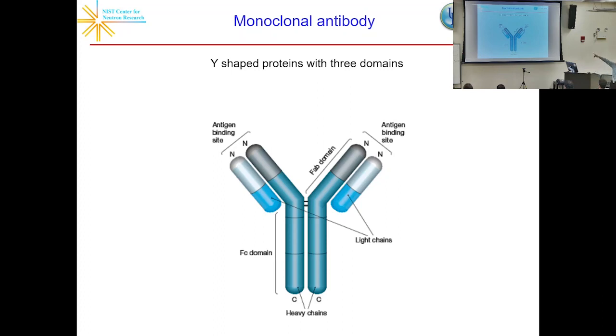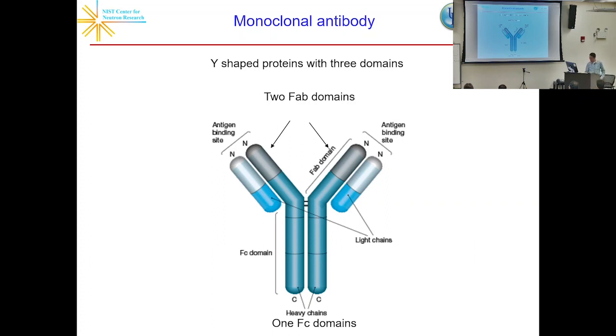To me, as a physicist, I do not know the details. To me, it's just Y-shaped particles. They have 3 domains: one FC domain and 2 FAB domains. The 2 FAB domains are identical to each other. Of course, industry is getting better and better, and they can now make the 2 FAB domains different, the bispecific proteins.